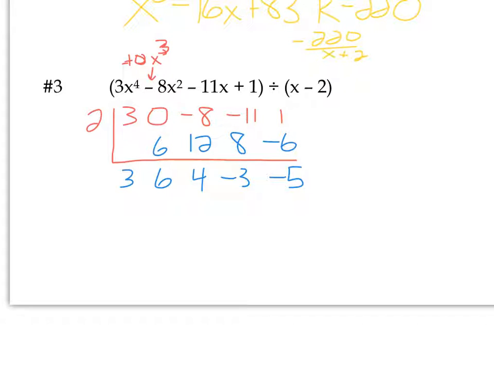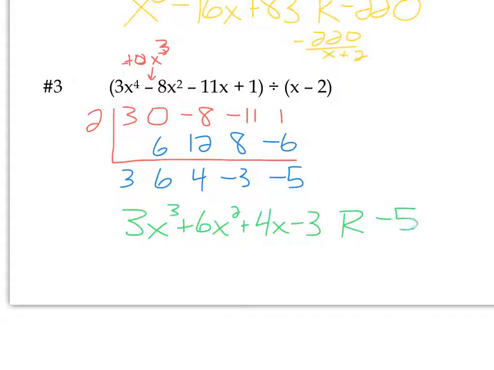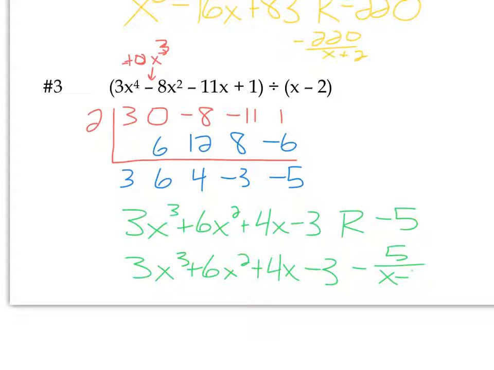So now when we write out our final answer, it's going to be 3x to the third plus 6x squared plus 4x minus 3, and then remainder negative 5. Or 3x to the third plus 6x squared plus 4x, and then minus 3, and the remainder minus 5 over x minus 2. So keep in mind, right, these parts here are all the same. How we write the remainder can look a little different.